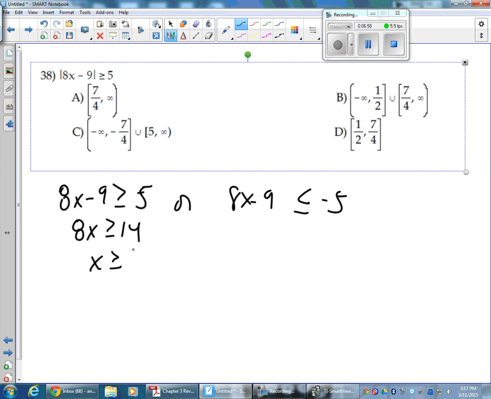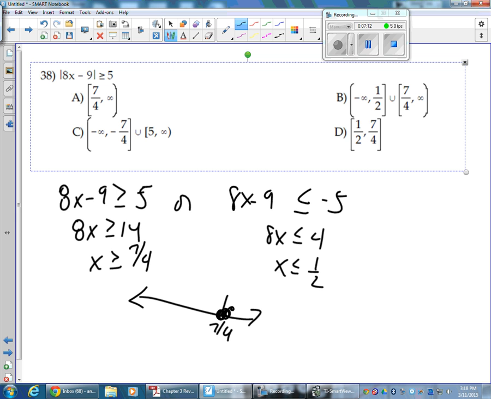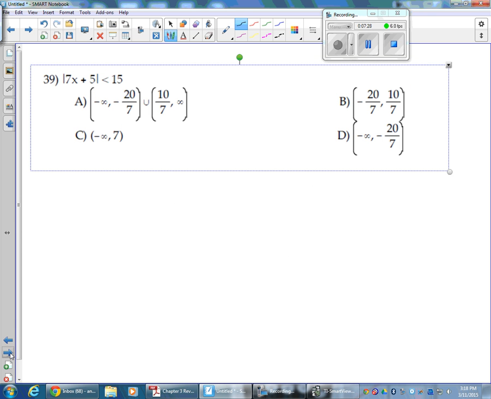14 divided by 8 is, what, 7 over 4? And then add 9. That gives me 4 divided by 8. That's 1/2. So what I'm looking at here is it's either going to be from 7/4, either it's going to be from there on up, or it's going to be from 1/2 and down. And it can equal the point. So it's from negative infinity to 1/2 with a bracket, and then from 7/4 to infinity. So that's B.